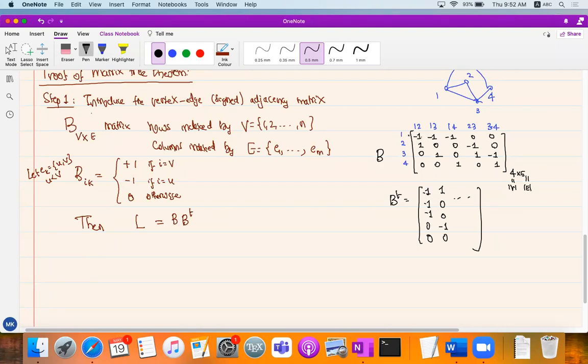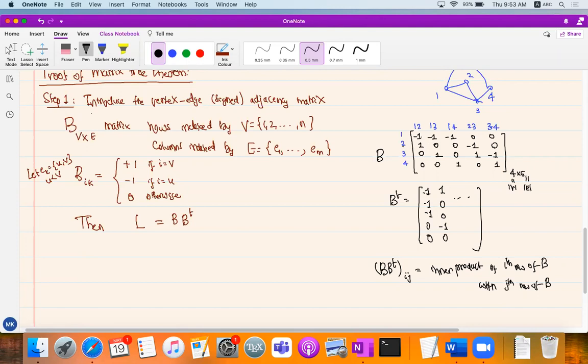If we were to do 2 and 4, for example, one way to think about BB transpose is this: if you want to look at the ij entry, it is the inner product of the ith row of B with the jth row of B. What do you get when you take the inner product of the ith row and the jth row? You may get 0 or -1.